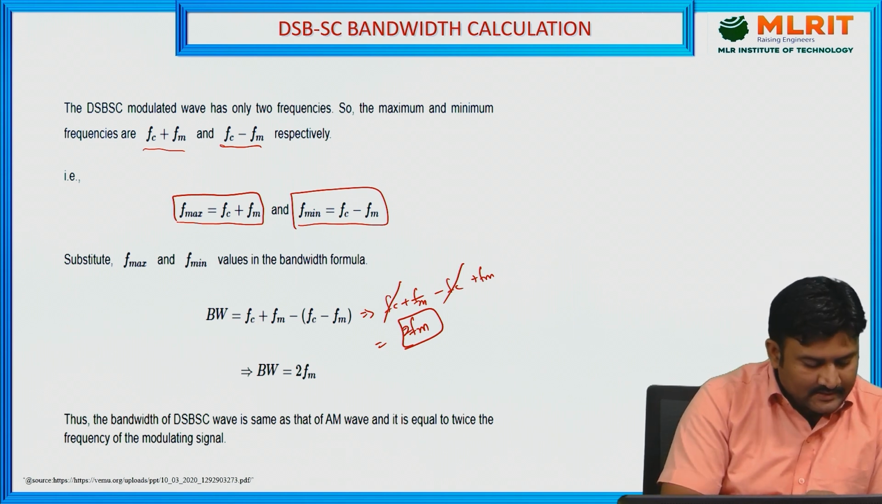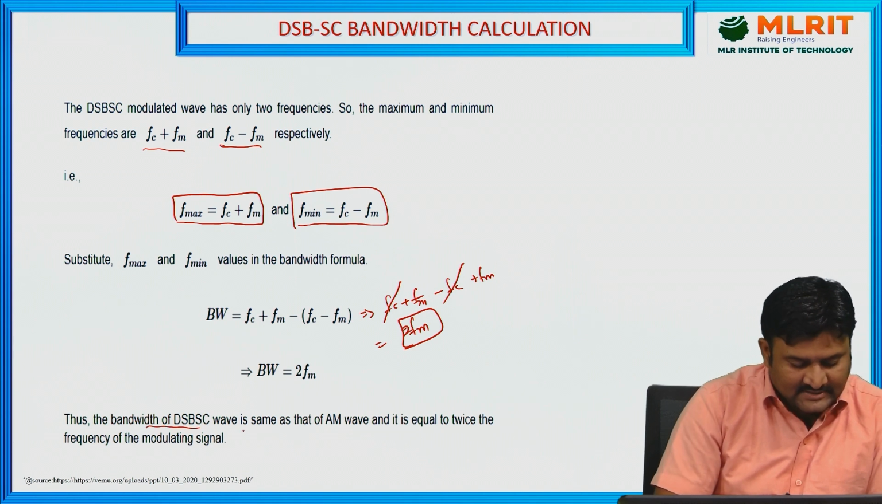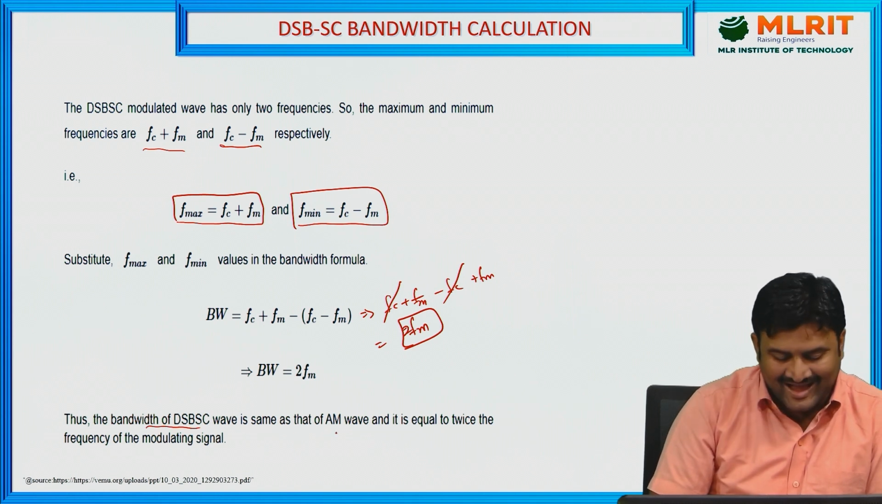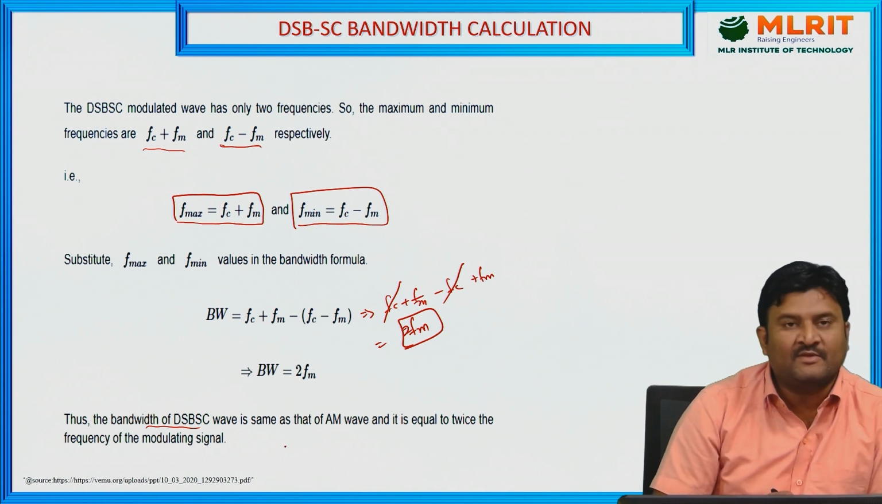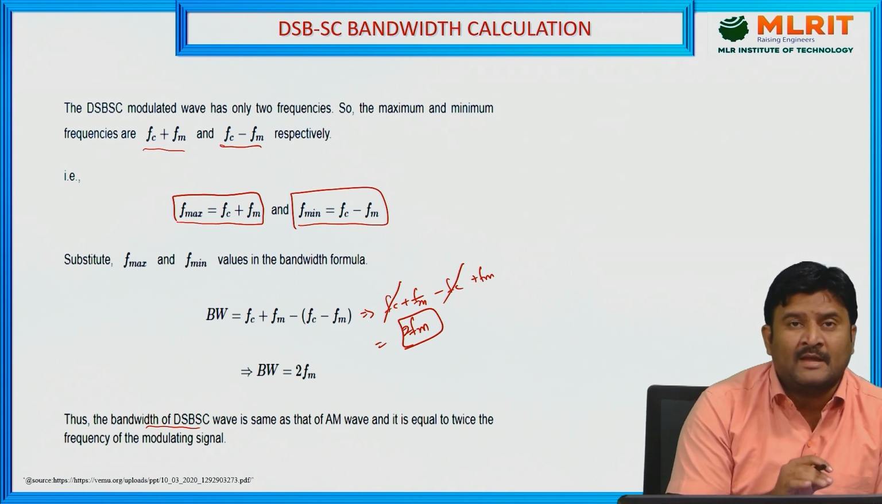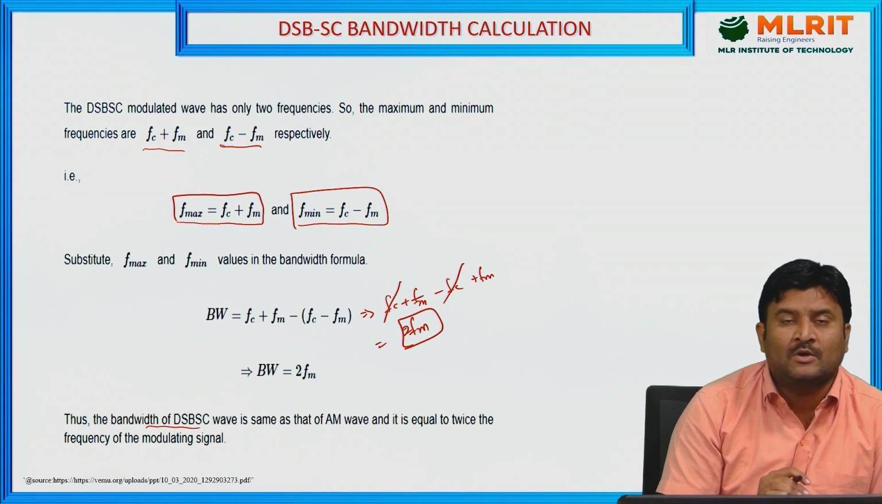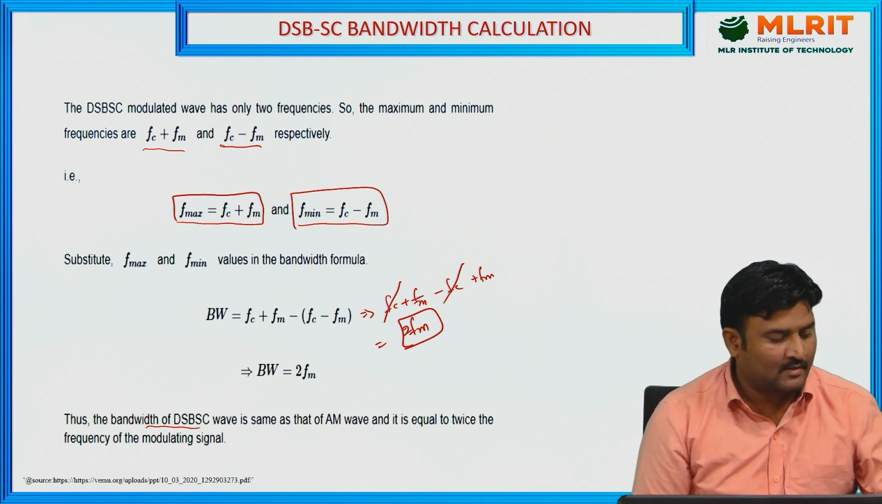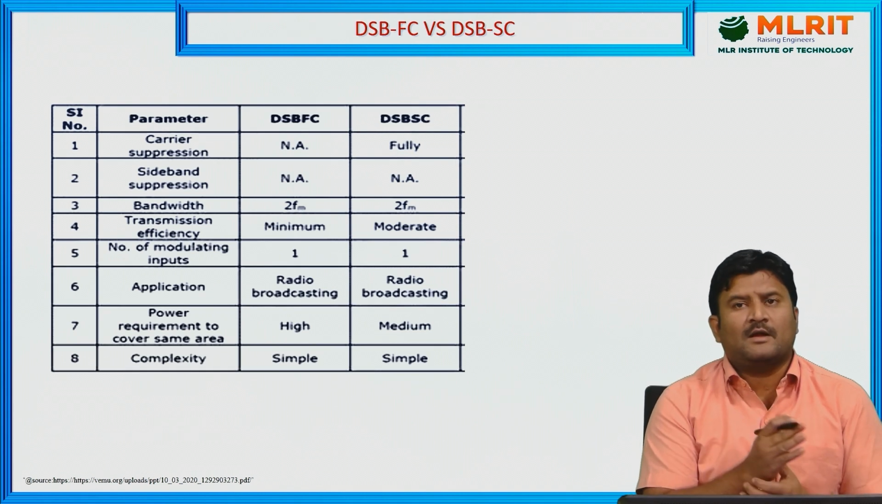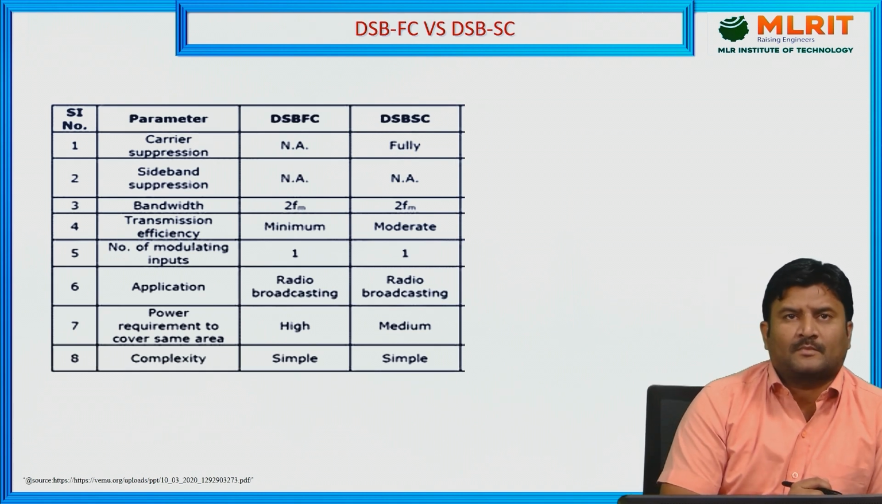Thus the bandwidth of the DSB-SC wave is the same as that of the AM wave, equal to twice the frequency of the modulating signal. The bandwidth is the same as AM. In the case of amplitude modulation also, the bandwidth is equal to 2fm. Then let us go for the comparison.